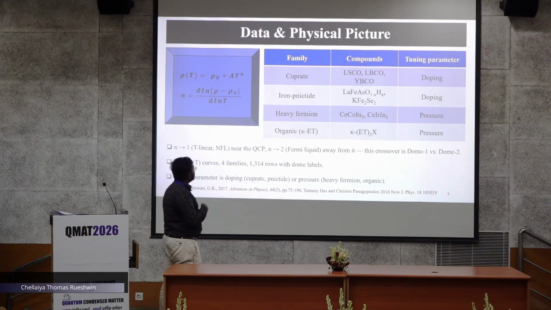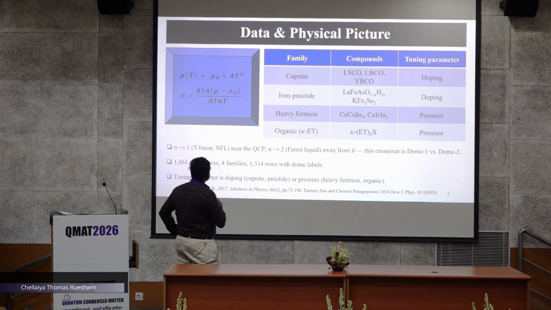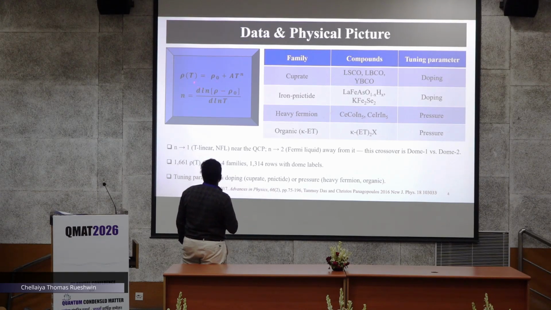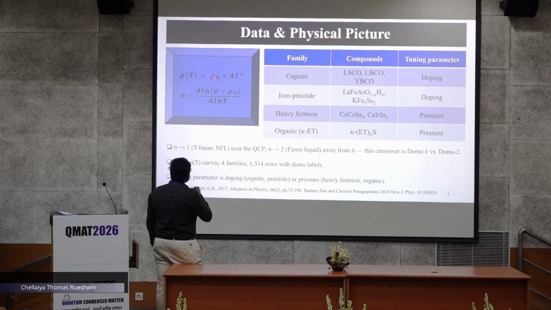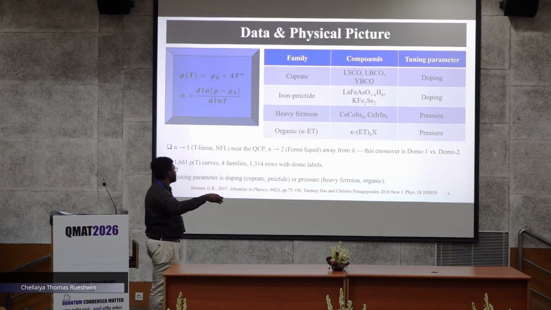This is my data set, which consists of four different families: cuprate, iron pnictide, heavy fermions, and organic κ-type. Here the tuning parameters are similar to those observed by Das and their group. Everything starts from this resistivity curve formula. Here this is the residual resistivity, which is an extrapolation of the resistivity curve after superconductivity is achieved.